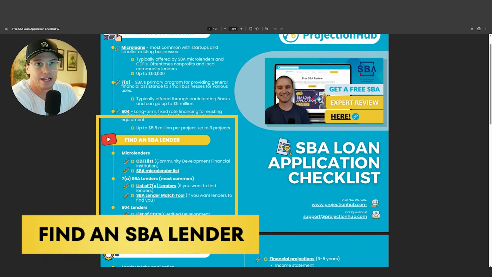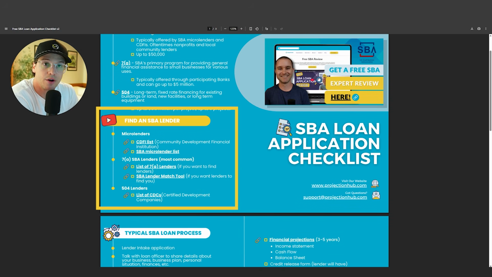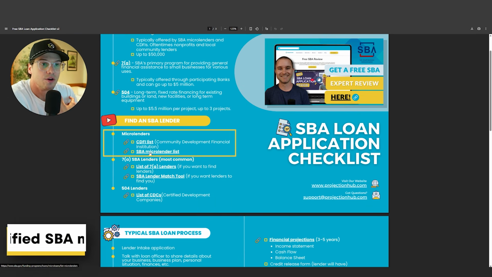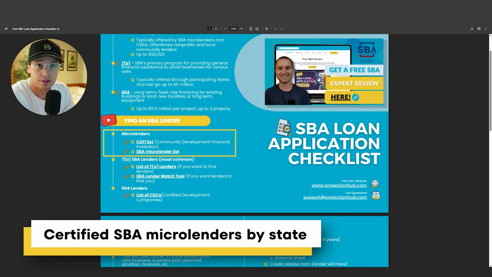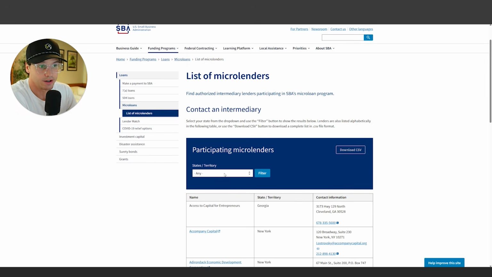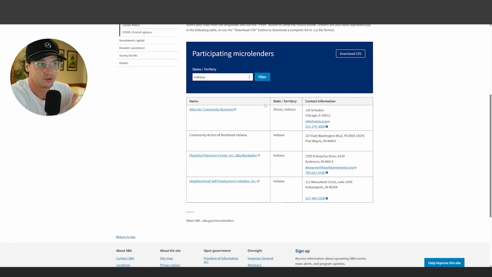Now, finding a lender, we've got some options here. Again, we've got our three buckets of types of lenders. Without getting too technical, we've split microlenders into two lists. We have certified SBA microlenders, which are offering that specific SBA program. So you can go here, go to your state. I'm going to go to Indiana, that's where I live. You can filter it and see who's listed here.